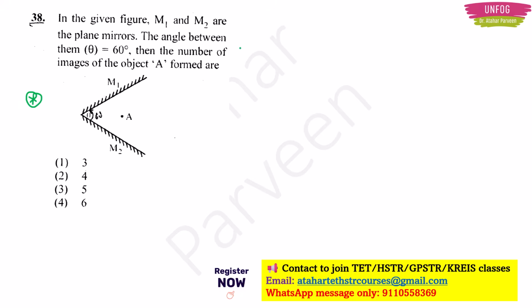In the given figure, M1 and M2 are the plane mirrors. The angle between them, that is theta, is 60 degrees. The number of images of the object A formed are. So we have this famous formula to find the number of images of that object, which is equal to 360 by theta minus 1. What is theta? 60. So 360 by 60 minus 1 will be equal to 6 minus 1, and our answer is 5. Option 3 will be the correct answer.